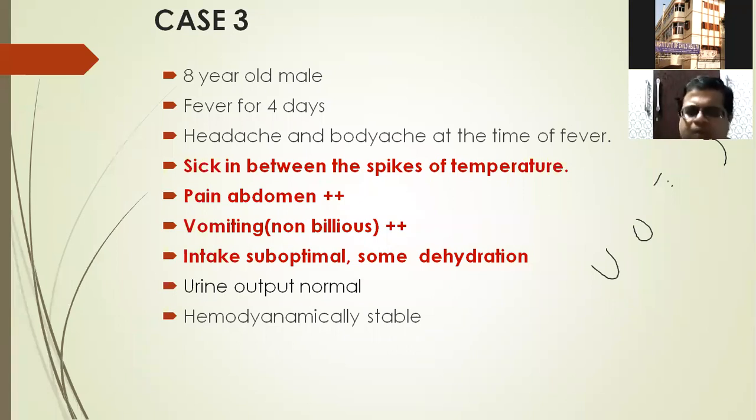There is a pain abdomen. There are 2 episodes of non-bilious vomiting. The mother is telling that intake is suboptimal and you find some dehydration is there. But the urine output is normal, perfectly hemodynamically stable. There are no features of capillary leak, bleeding, hemorrhagic tendency or shock.